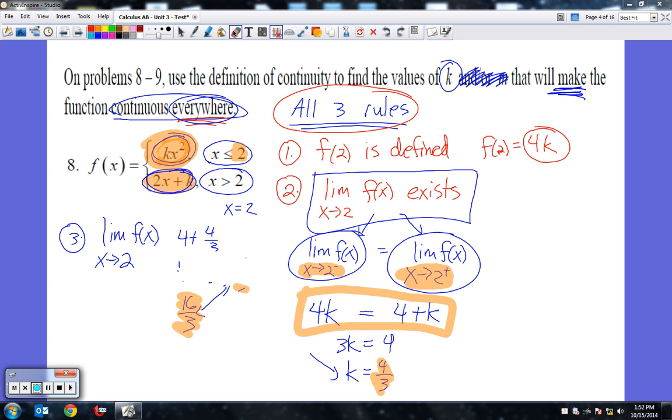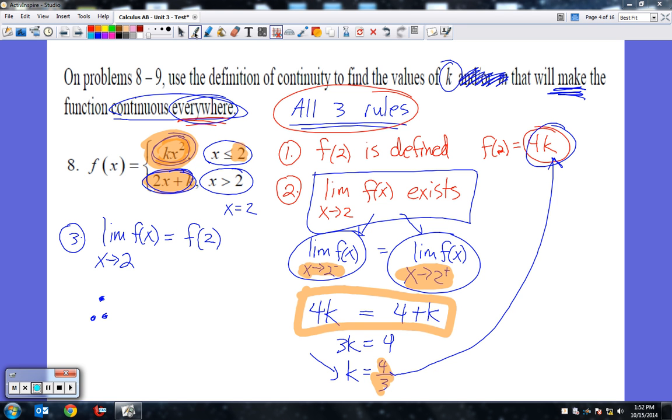We're saying that that is equal to what rule 1 would be, whatever this is, times the k value. And from that, we can say this is f of 2. There's our proof. Therefore, because f of 2, if we plugged in k right here, we'd get 16/3, just like the limit value. Therefore, it makes f of x continuous everywhere. And that would be all for this problem.